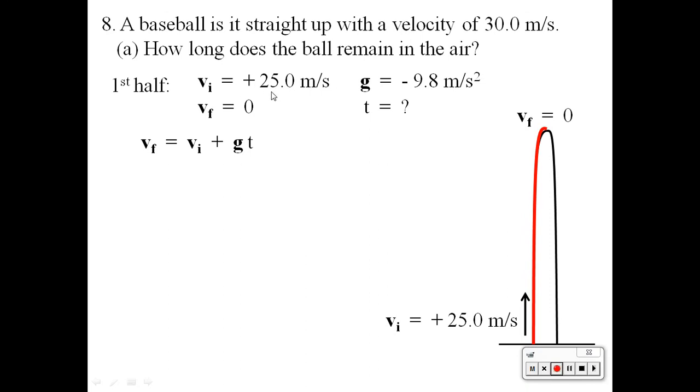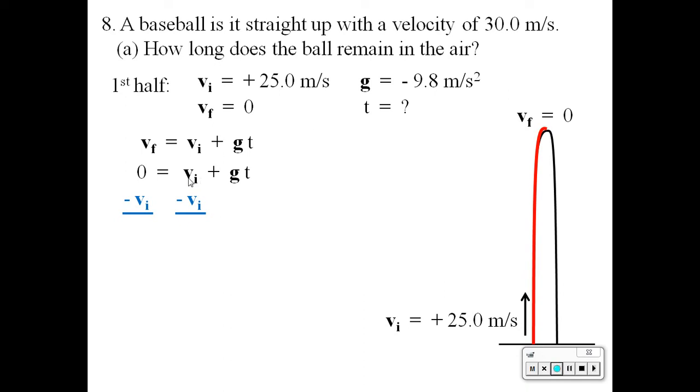So here's our data table now. V sub i is positive 25 meters per second, V sub f is 0, g, and we want t. These quantities are related by V sub f is equal to V sub i plus g t. V sub f is 0. We want to find t. We want to isolate the t, so we can get it by itself by subtracting off the V sub i from each side, just to get this term alone.